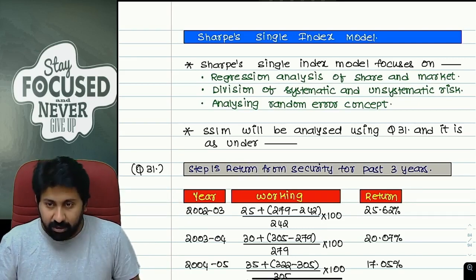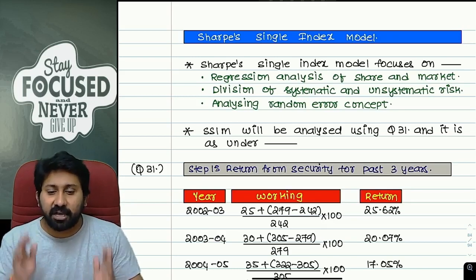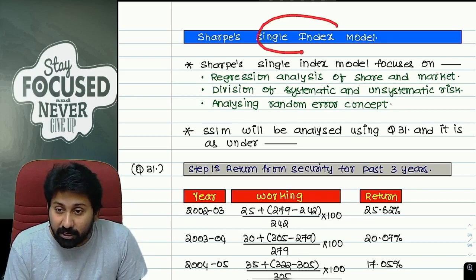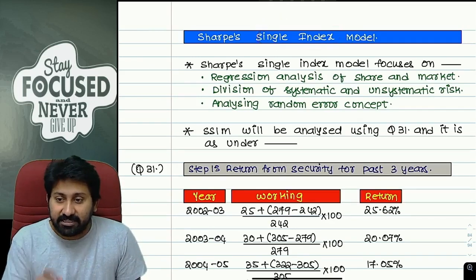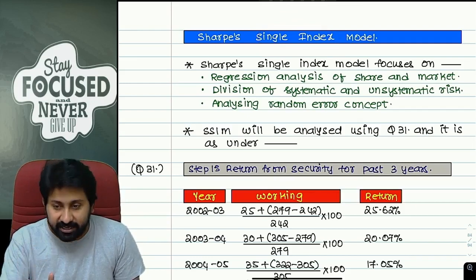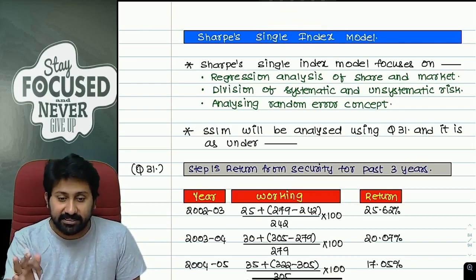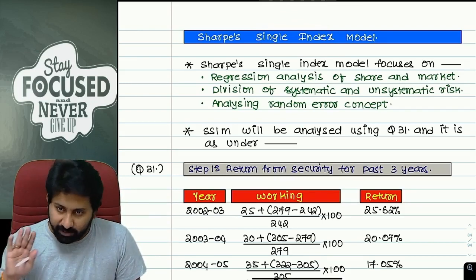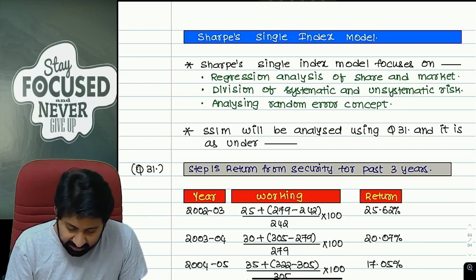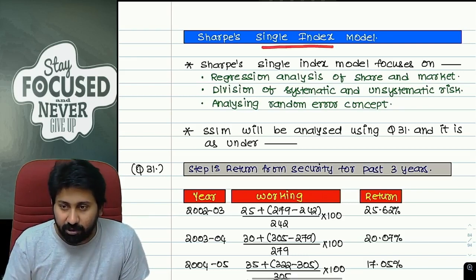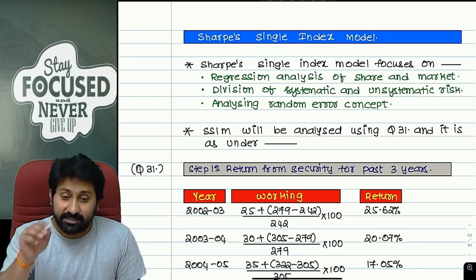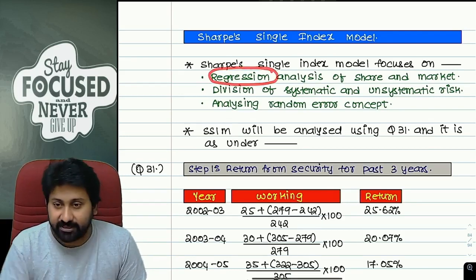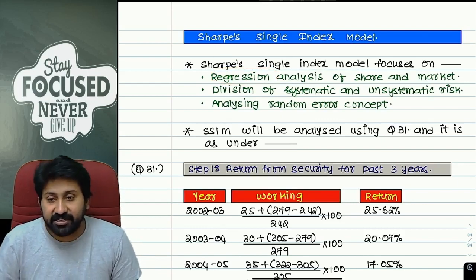Step number 1. Before going into that, sir, what is this Sharpe model? As the name suggests, Sharpe's single index model. It is very clear that this model assumes that in a country there is only one index, Nifty or Sensex. If both the indices are there, this model doesn't work. Clear. Point number 1: a single index is the assumption of the model. Next, what does it focus on? This model focuses on regression analysis.